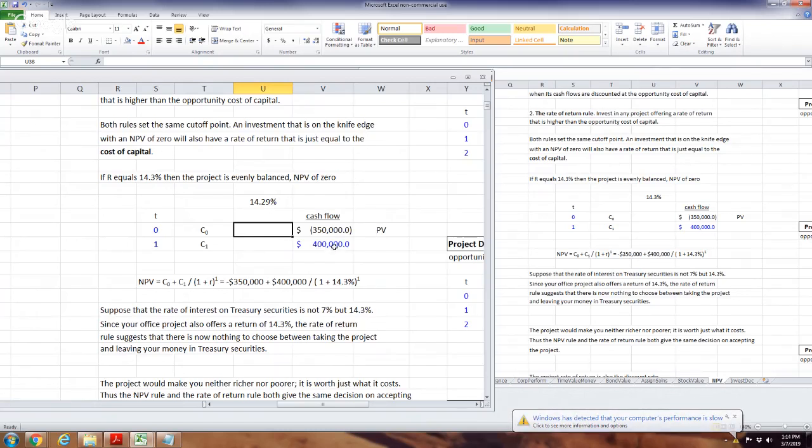And again, this is the present value of that 400,000 a year later. And here's the NPV formula. Here's the theoretical form, and the form with the actual numbers in it.